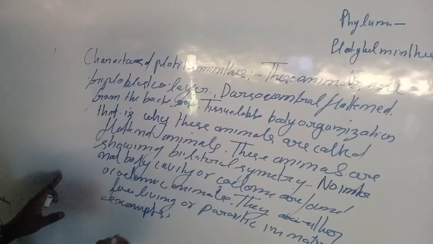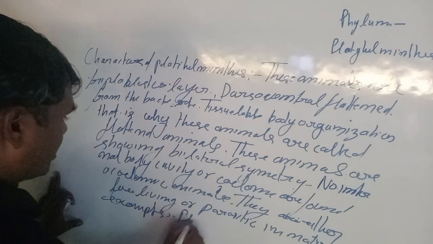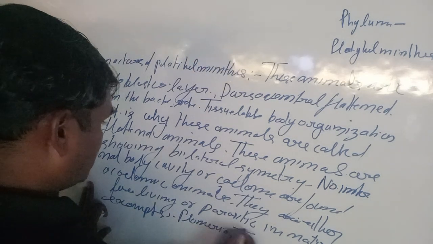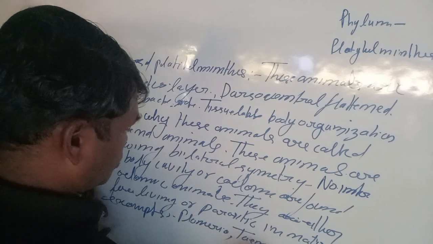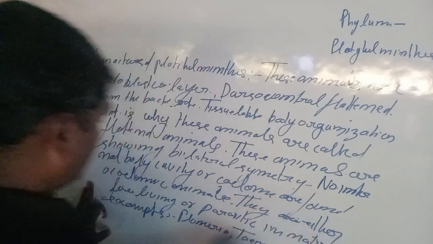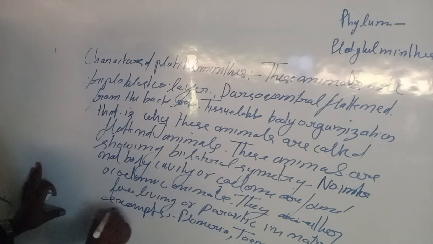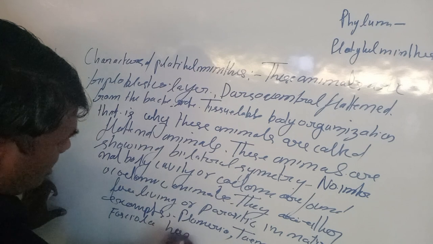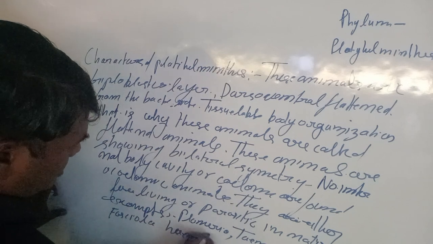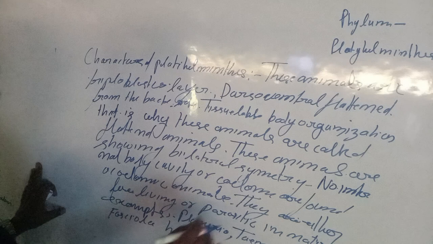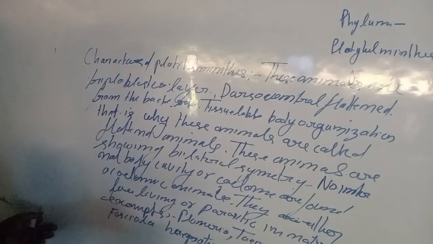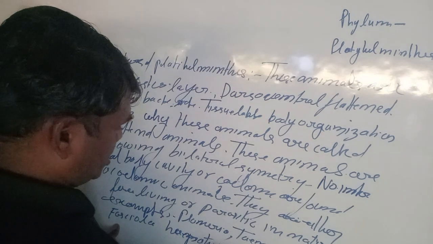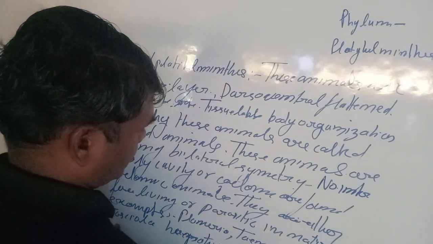First here is planaria, liver flukes, planaria, Taenia solium, Fasciola hepatica. These are Taenia solium, planaria, and Fasciola hepatica, also called the liver fluke.